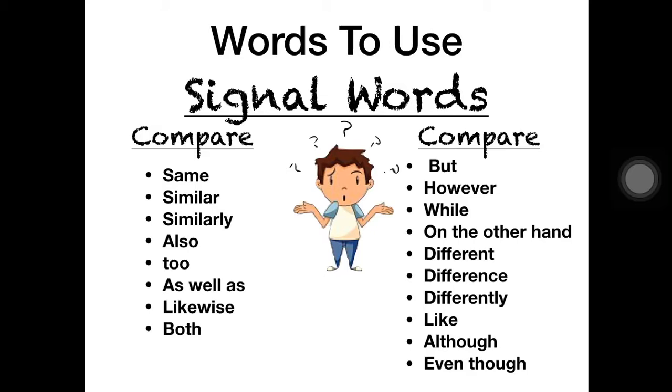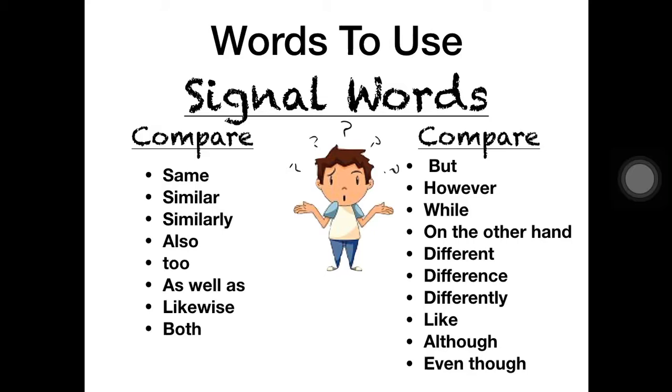and familiarize yourself with. When comparing things, you can say the words same, similar, similar to, similarly, also, too, as well as, likewise, both. You could say, likewise, the horse does not shed, and neither does the lizard. So you could say something comparing those and saying that's alike, or that's likewise.